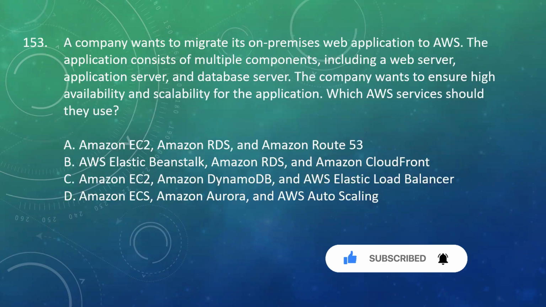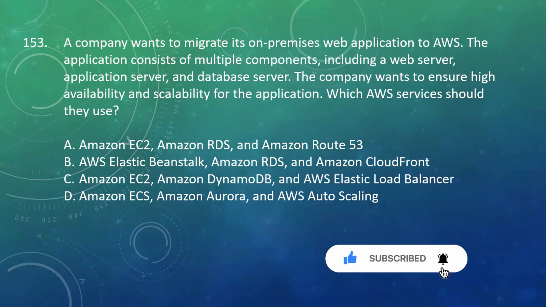Let's look at the next question of the series. A company wants to migrate its on-premises web application to AWS. The application consists of multiple components, including a web server, application server, and database server. The company wants to ensure high availability and scalability for the application. Which AWS services should they use?